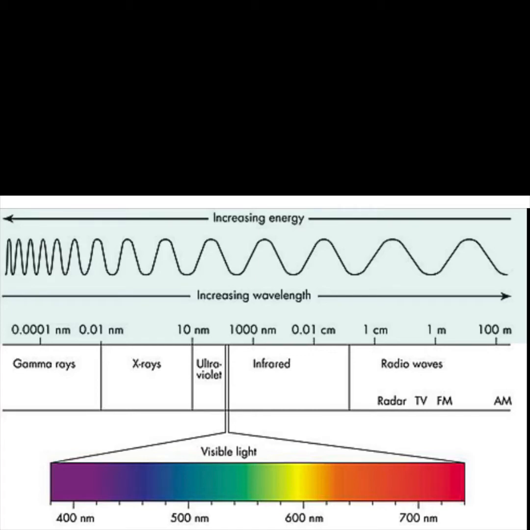The electromagnetic spectrum is a spectrum of electromagnetic radiation or energy, arranged by wavelength. If we look here on the left-hand side, we have high energy waves, which are short in wavelength. The distance from top to top is small. Gamma rays are the electromagnetic radiation with the highest energy and the shortest wavelength.